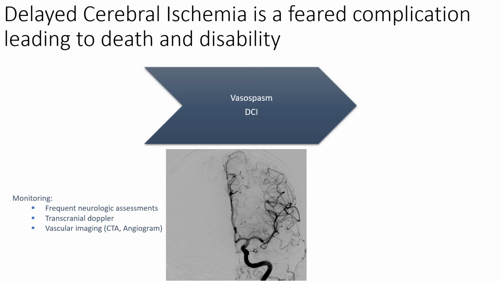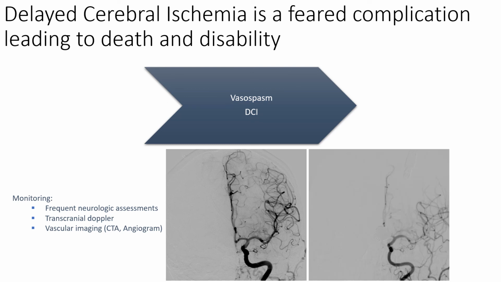This is just an example of a patient that has vasospasm. So this is an angiogram of our patient when she first presented, and this is the angiogram 7 days later, and you can see that the blood vessels are narrowed in various places, and you are not getting the same perfusion of the brain tissue.